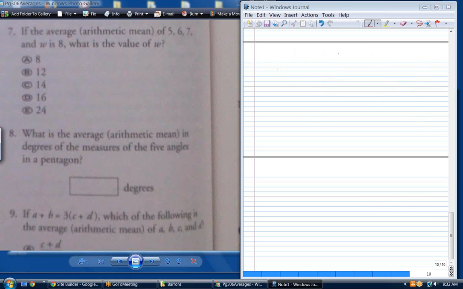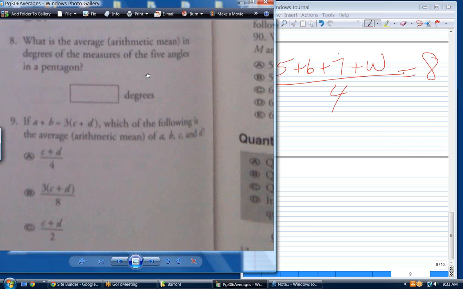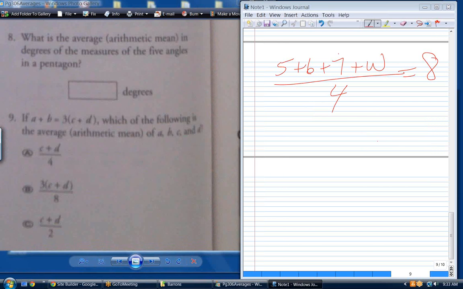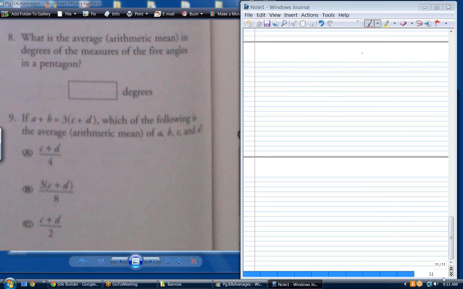In this case, I would write the equation as 5 plus 6 plus 7 plus W divided by 4 equals 8, and then solve that for W. Yes. Pretty straightforward. How about this one?